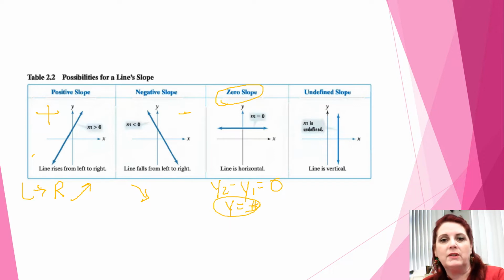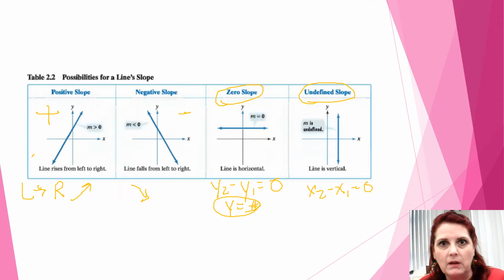Then we have this undefined slope. I said that we would come back to this in a few minutes. That's when x2 minus x1 is equal to 0. That means it's undefined because that's the denominator. We can't divide by 0. You know that, right? So this is when the rise over run, this is the run, cannot be 0.